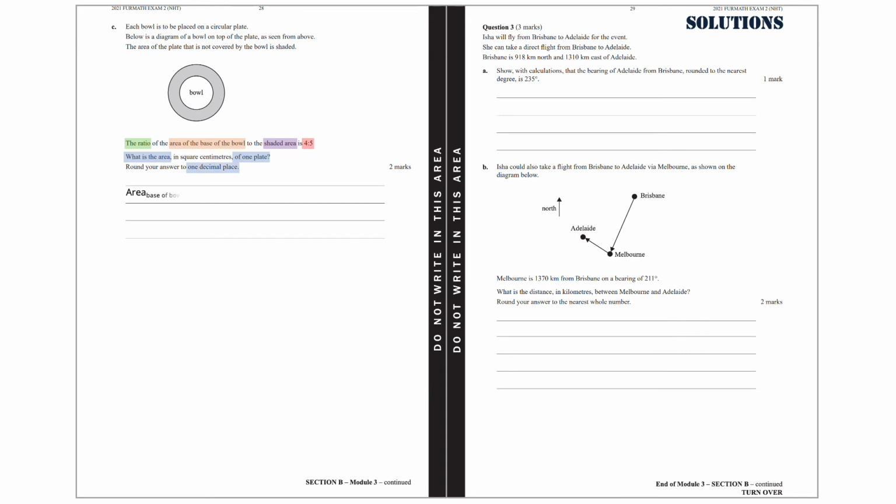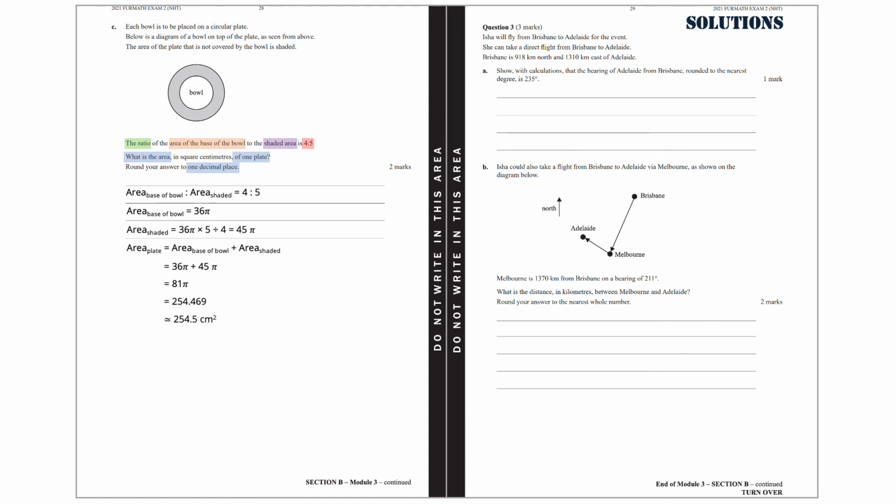Let's write the ratio between the area of the base of the bowl and the shaded area equals 4:5. We know that the area of the base of the bowl equals 36 pi. The shaded area is going to be equal to 36 pi times 5 divided by 4, which is 45 pi. Therefore, the area of the plate equals the area of the base of the bowl plus the shaded area, and that gives us 81 pi, which is approximately 254.5 square centimeters, correct to 1 decimal place.